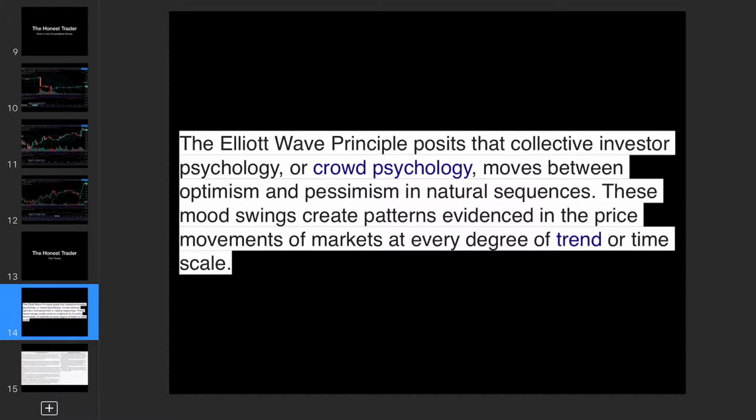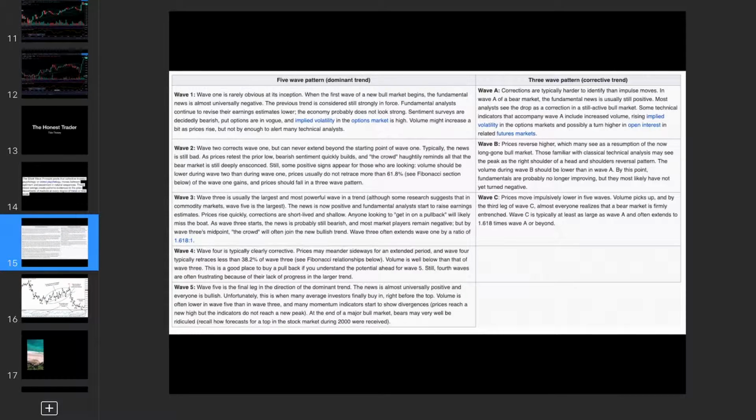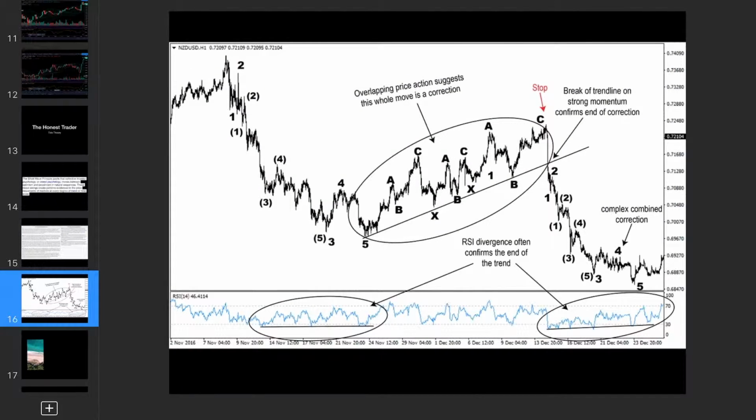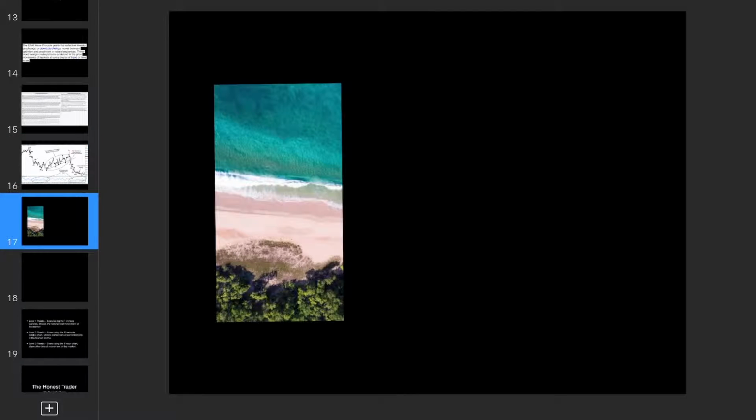These mood swings create patterns evidenced in the price movements of markets at every degree of trend or time scale, which is true. I agree with him. But here's the thing with normal traders, right? Or fundamentalist traders, or even technical traders. They make things very complicated very quickly. So look at this. These are the rest of his definitions and rules and wave 1, wave 2, all these things, right? And then look at the chart. It's pretty complicated. And if you're doing like 5-minute scalps and things like that, it's going to be very difficult to catch these things. So I thought of it as a tide.